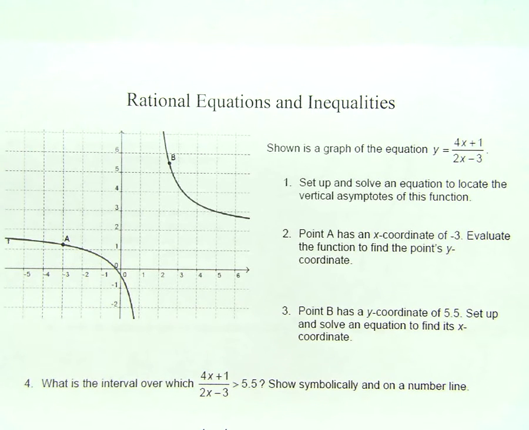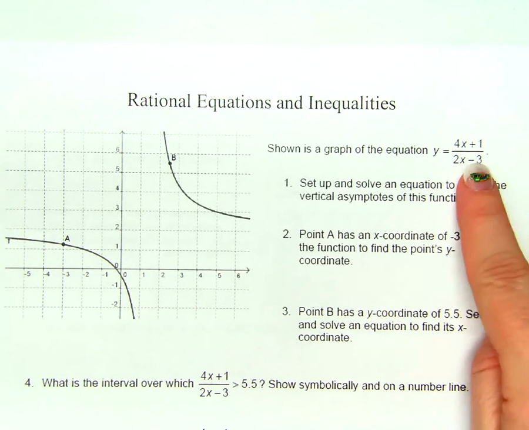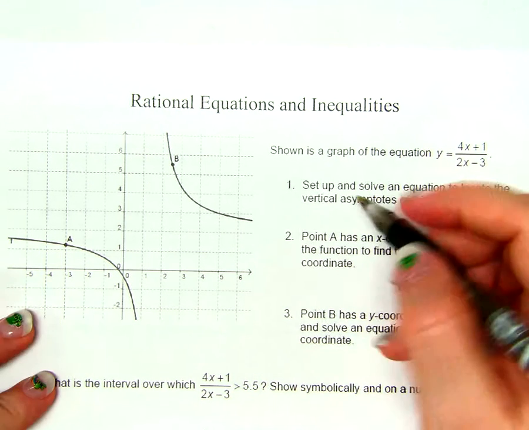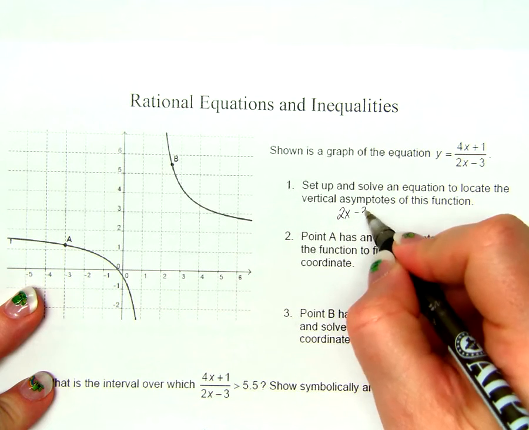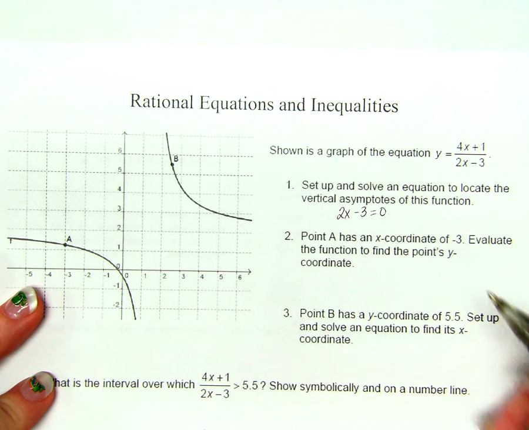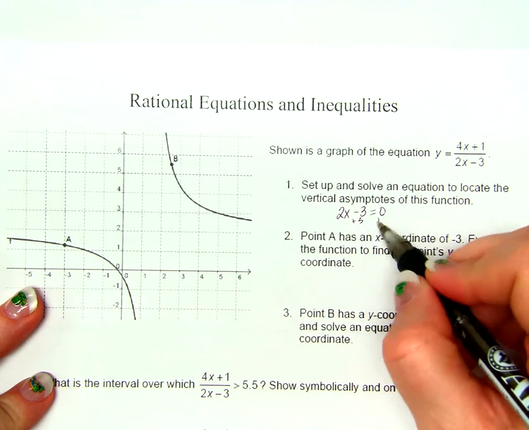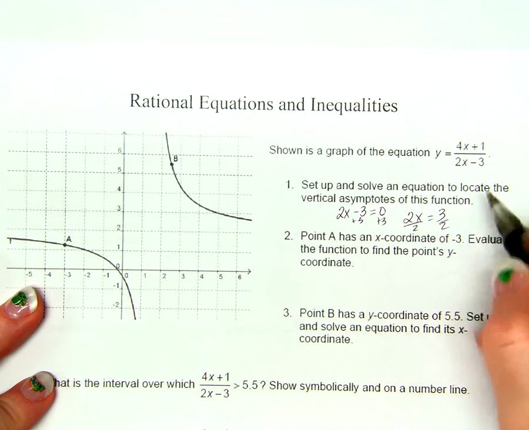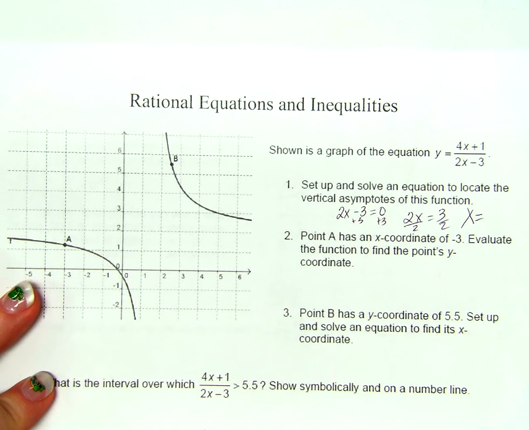So here's the graph. Okay? It gives you the equation. Set up and solve an equation to locate the vertical asymptote of this function. How do we find a vertical asymptote? Let's set the denominator equal to 0. 2x minus 3 equals 0. Add 3, 2x equals 3. Divide both sides by 2, x equals what?